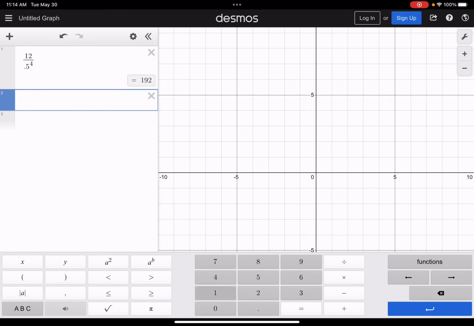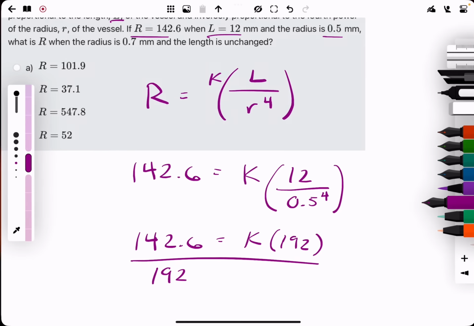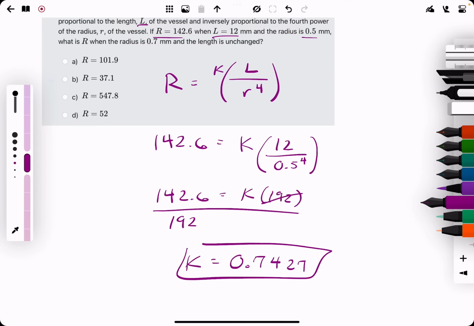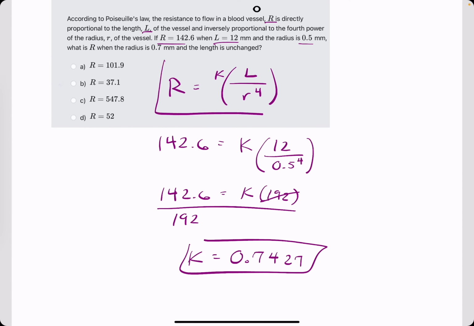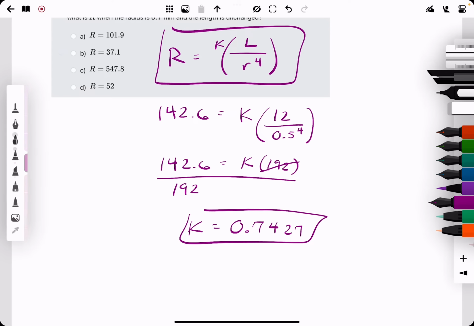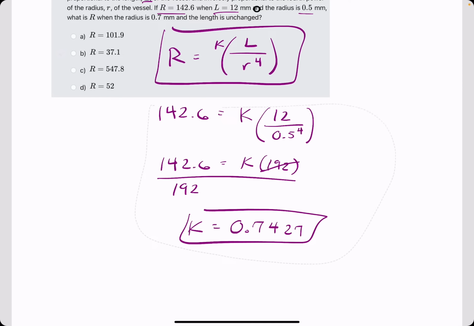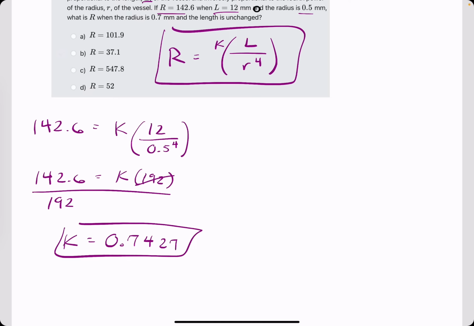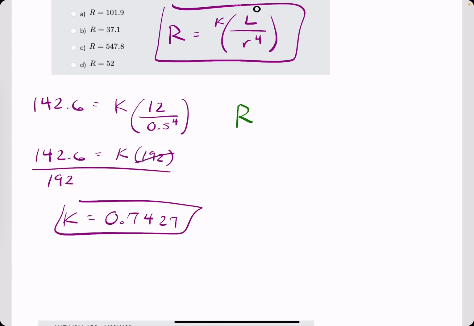So 142.6 divided by 192, I believe. Yep. So we get about 0.7427. K is equal to 0.7427. And now we use that, and we sort of restart this equation, right? So we restart plugging in values. Let's use green now. We'll use capital R. I'm assuming, yeah, they're all asking for capital R.